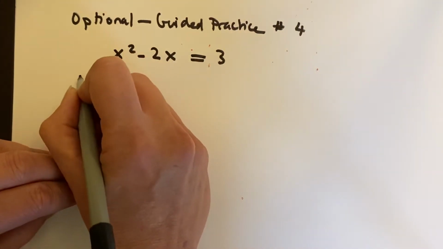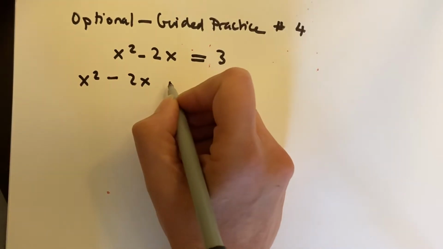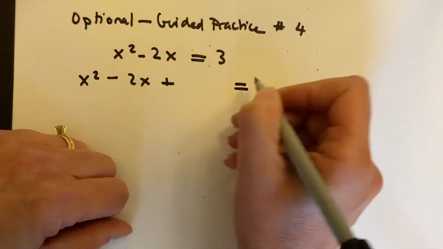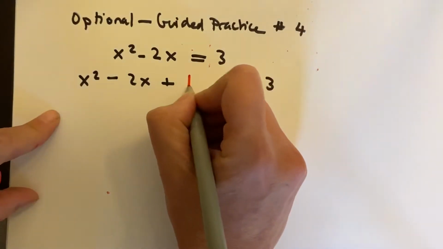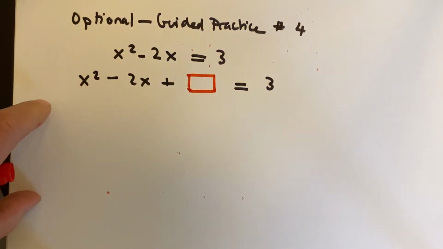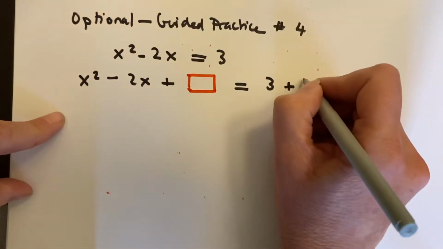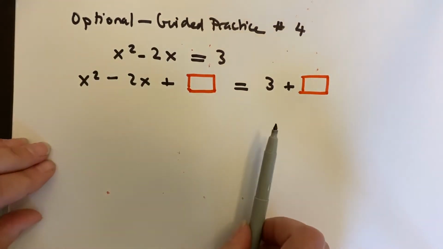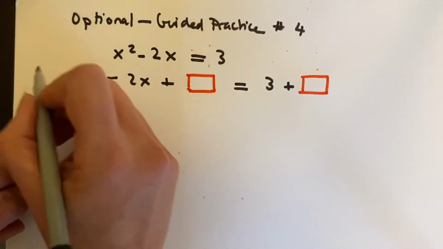First, I'm going to rewrite this and leave myself some space, because I want to put my C value in this box. And to save space, I'm also going to make sure that I leave space over here so that I remember that whatever I add to this side, I have to add to that side. So I'm going to set up my problem so I don't make any mistakes. Okay, so that's my first step.